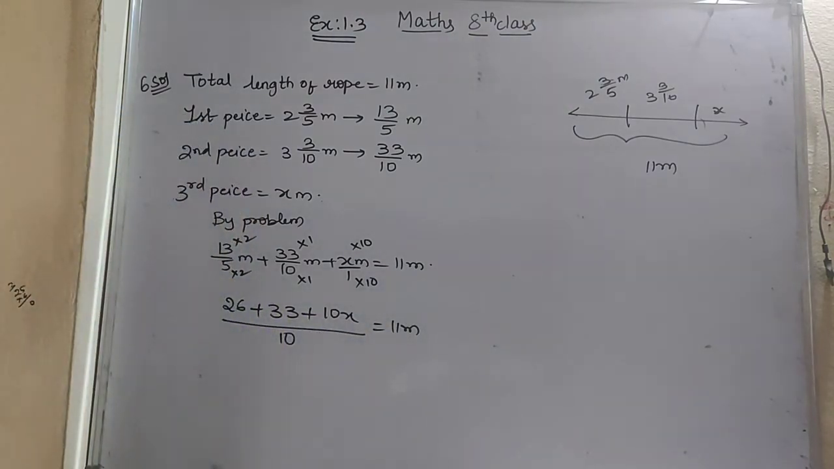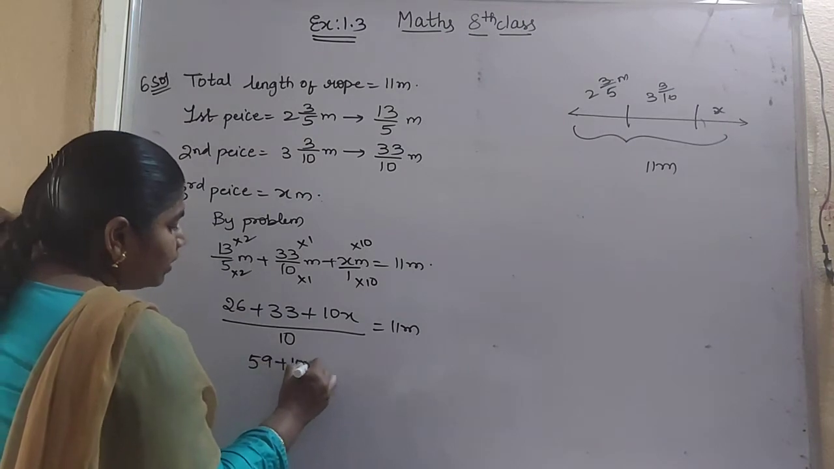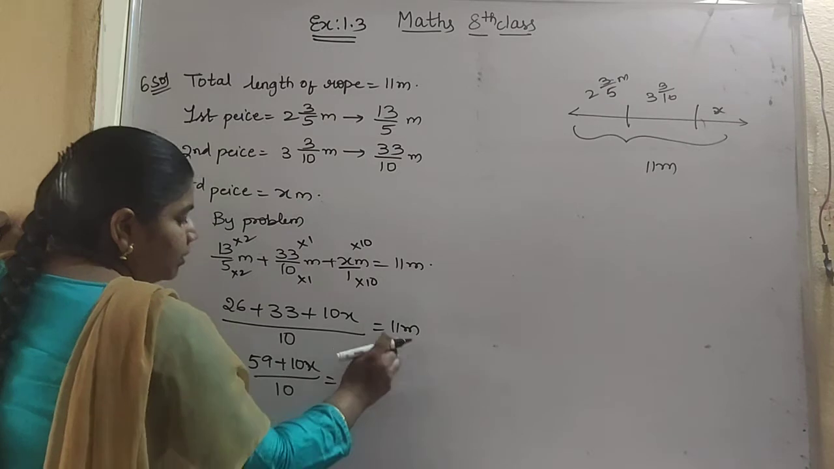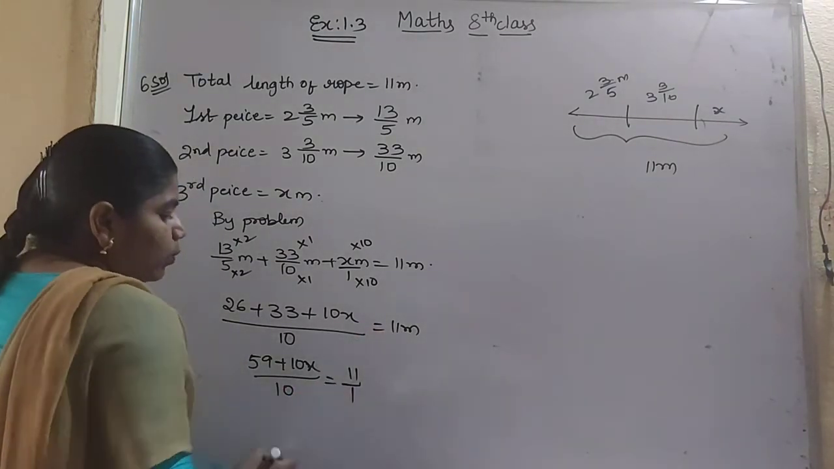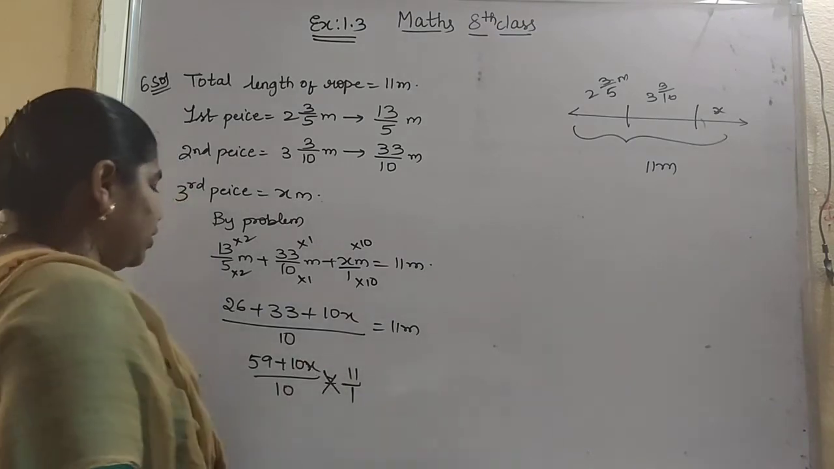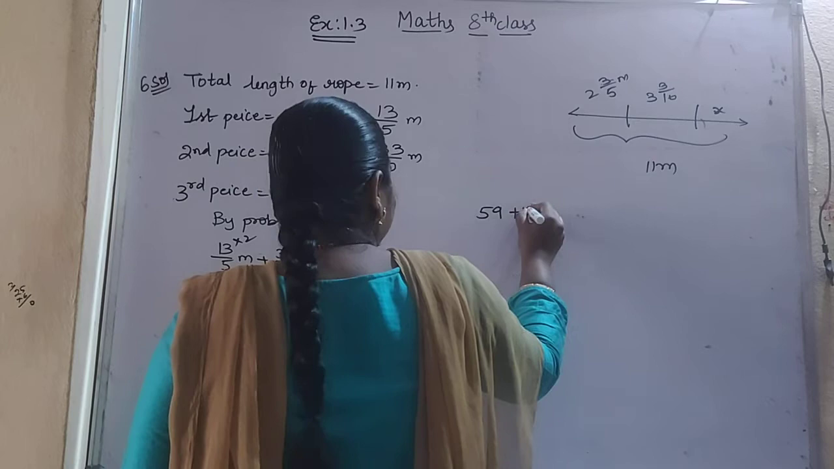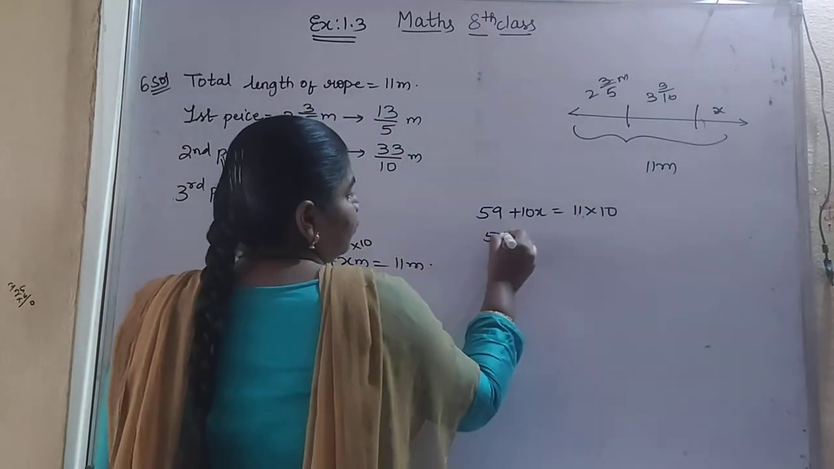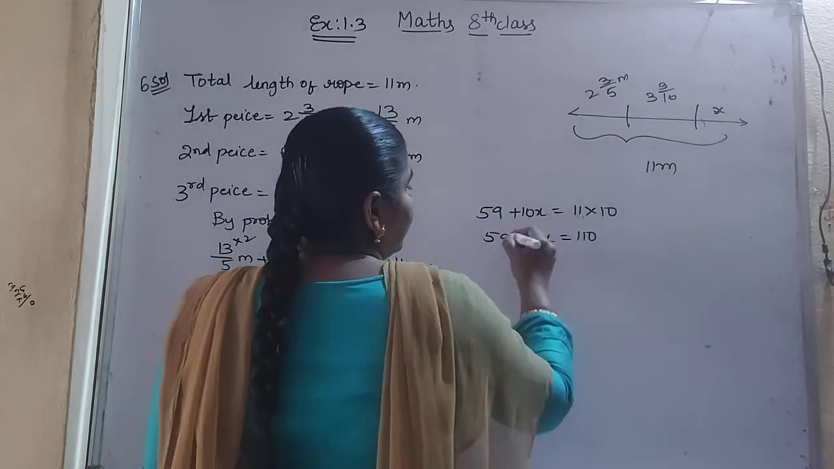Okay, so 26 plus 33 will be equals to 59. 59 plus 10x by 10 is equals to 11 meters. In denominator of 11 we don't have any value, so we can take it as 1. So do cross multiplication here. That will be 59 plus 10x is equals to 11 into 10. So 59 plus 10x is equals to 11 into 10 is 110.